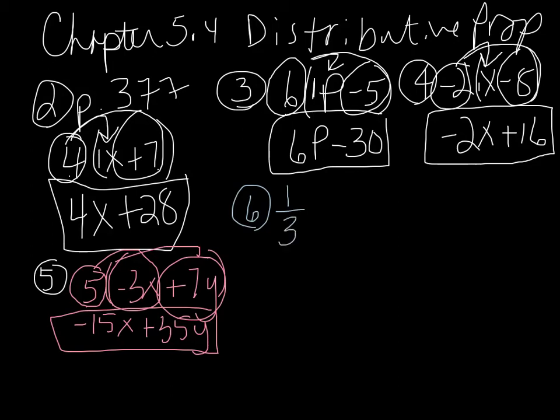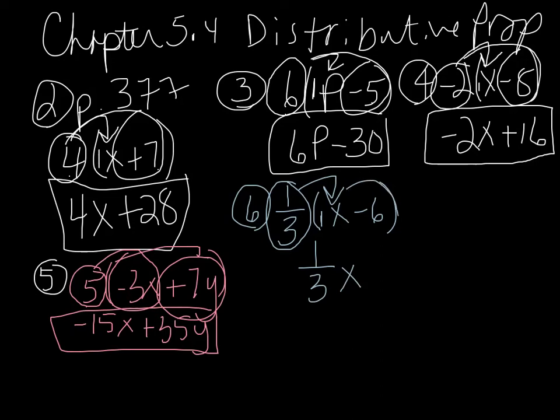And it's 1/3 times x minus 6. Yikes! Okay, we won't panic. We're going to do it step by step. X minus 6 is inside the parentheses, but I can't do anything. So I'm going to multiply this term times this term, and that's really 1x. So 1/3 times 1x is 1/3 x. Then 1/3 times negative 6. Let's go over here, 1/3 times negative 6.